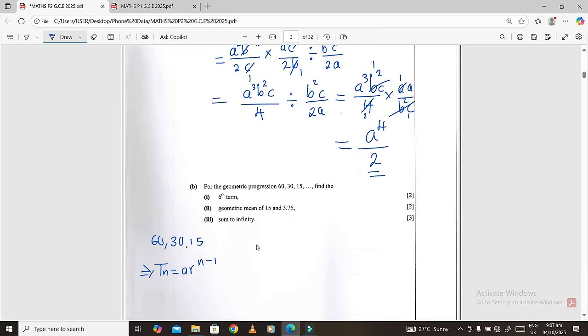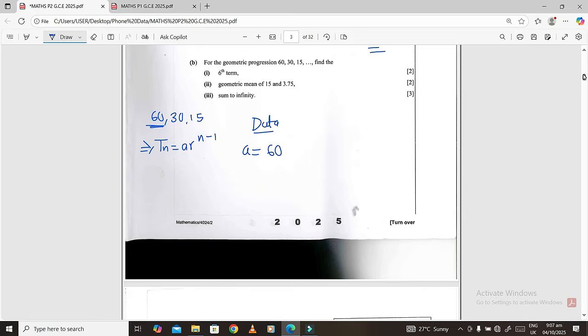So out of the formula here, we gather our data. What is our A? Our A is the first term, which is 60. The number that is starting the sequence is always your A. And then we find our N. Our N is 6. What they're asking you, that's N.